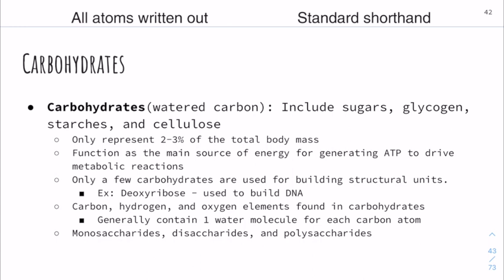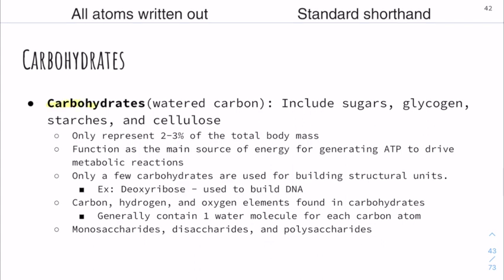And carbohydrate actually means watered carbon, because we have carbo for carbon, and then hydrate, hydro, water. So they function as the main source of ATP that drives metabolic reactions. There are only a few carbohydrates that are used for building structural units, like deoxyribose, which helps build your DNA. Carbon, hydrogen, and oxygen elements are found in carbohydrates. There's generally one water molecule for each carbon atom. We get monosaccharides, disaccharides, and polysaccharides for carbohydrates.